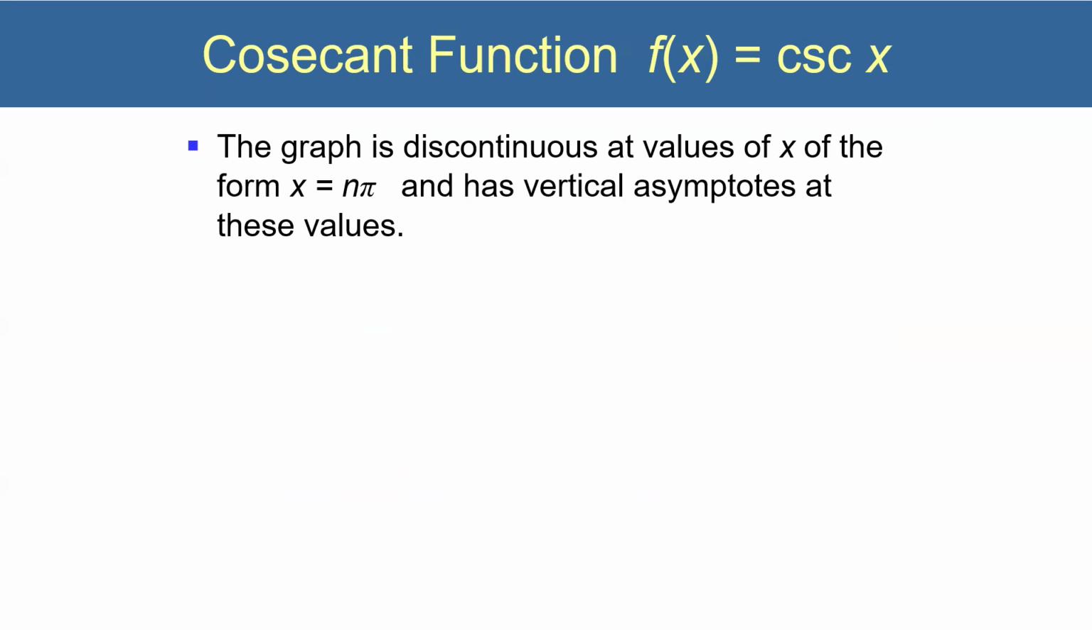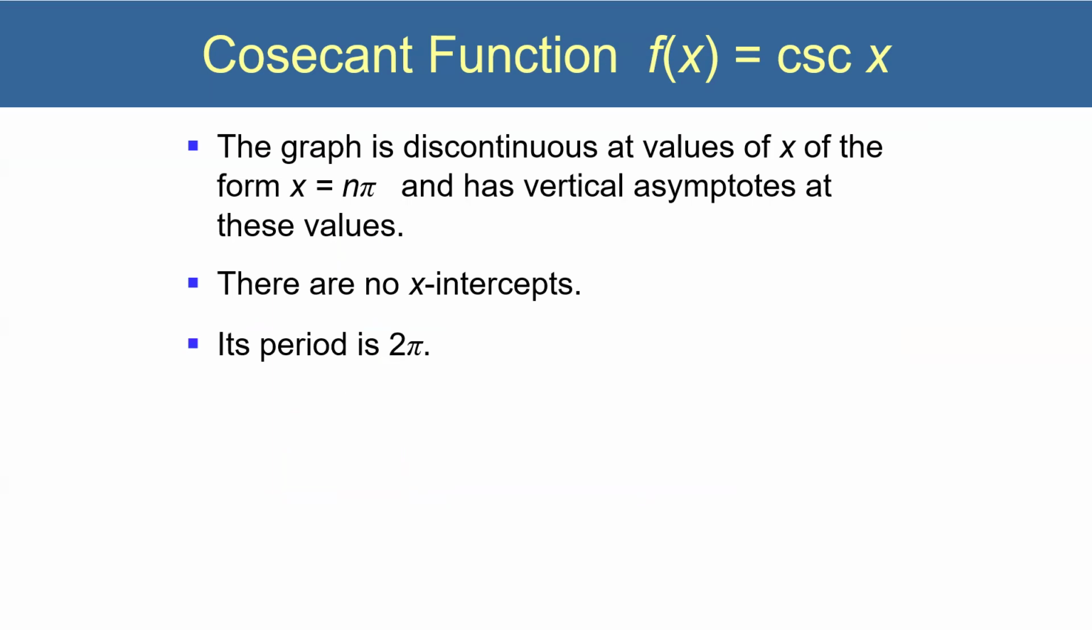So the graph is discontinuous because at several points, I have to lift my pencil, right? Or my pen. It's broken because of the vertical asymptotes. There are no x-intercepts because it'll never cross the x-axis. Its period is 2 pi. The pattern repeats every 2 pi. So you'll have your concave down, asymptote, concaved up, concave down, asymptote, concaved up, concave down, asymptote, concave. You get the pattern will just continue.